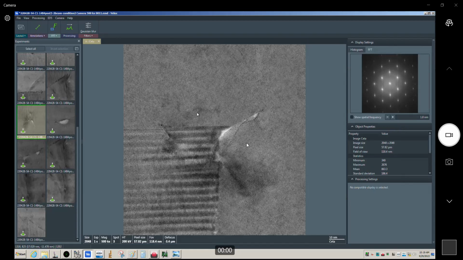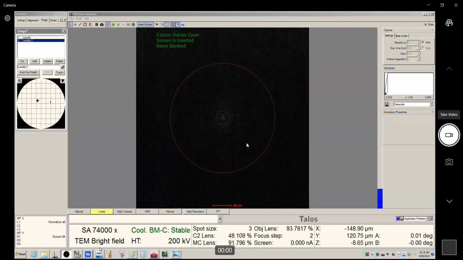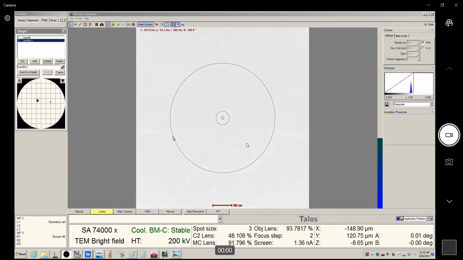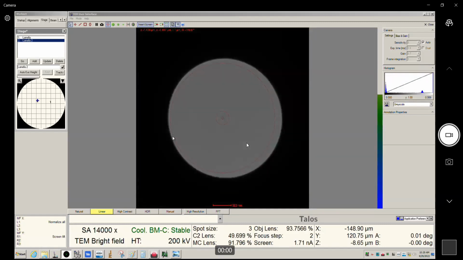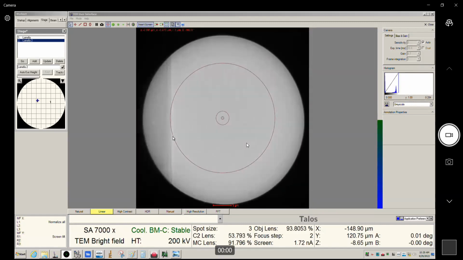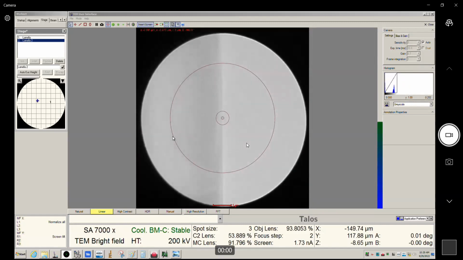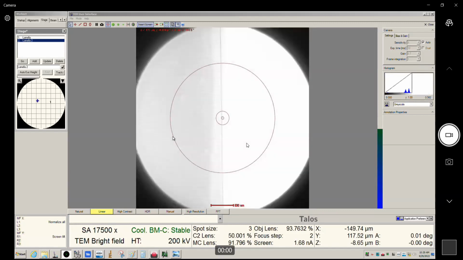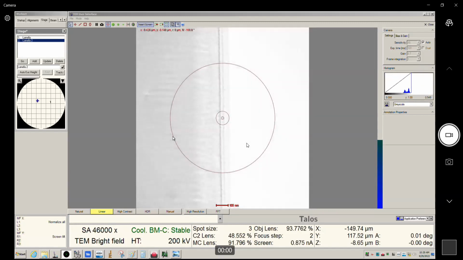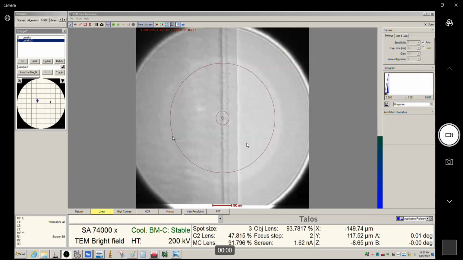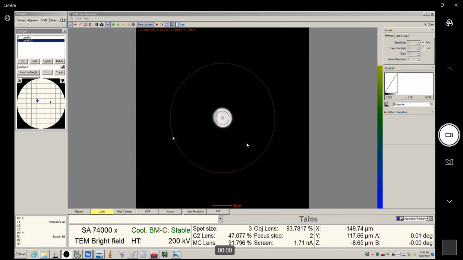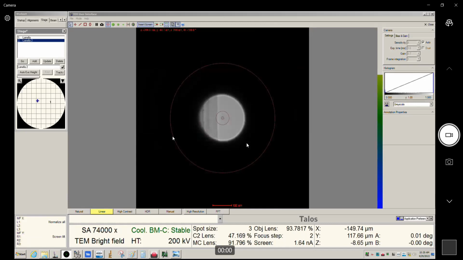All right, so let's go back here to acquisition, unblank the beam, and then let's go and find the sample. All right, so really quickly here, I'm going to check my C2 aperture centering. Looks pretty good. That's another thing to point out.